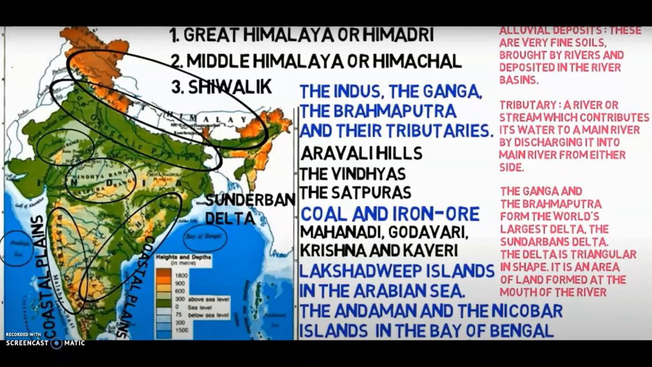Then to the south of the northern plains lies the Peninsula Plateau. In which shape? Yes, triangular shape. Then to the west of the Western Ghats and the east of the Eastern Ghats we have coastal plains. Then which are the two groups of islands? Lakshadweep and Andaman and Nicobar Islands. Lakshadweep is in which sea? Arabian Sea, and Andaman and Nicobar Islands in the Bay of Bengal.